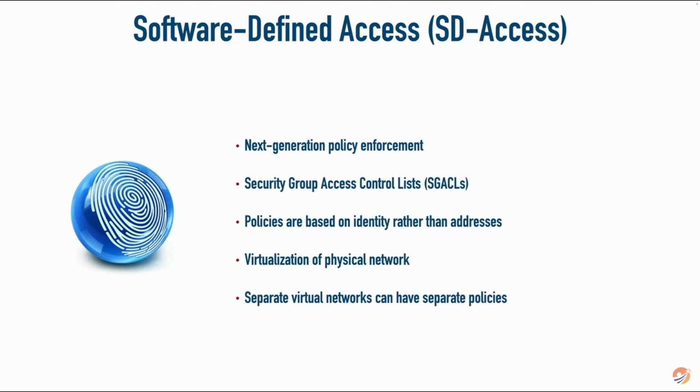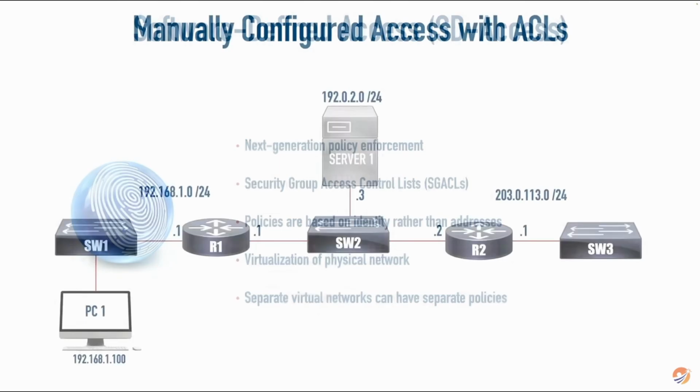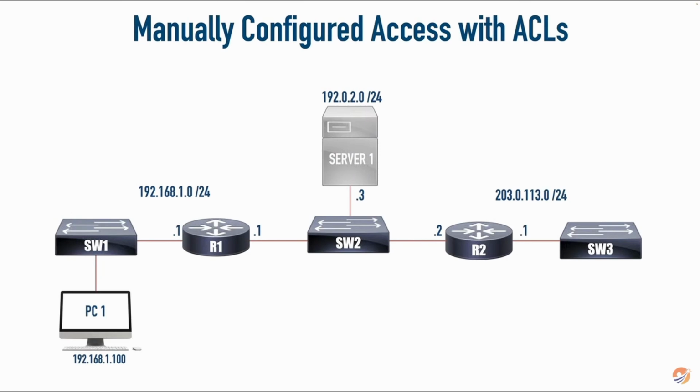In fact, let's consider a basic example of using a traditional ACL where we are manually configuring access control. For example, let's say that we have an access control list that says we want to permit PC1, which has an IP address of 192.168.1.100. We want to permit that IP address to go to the server, which has an IP address of 192.0.2.3. We want it to go to that server using a TCP port 443, the secure HTTP port. And with that ACL in place on router R1, that traffic is going to be allowed, no problem.